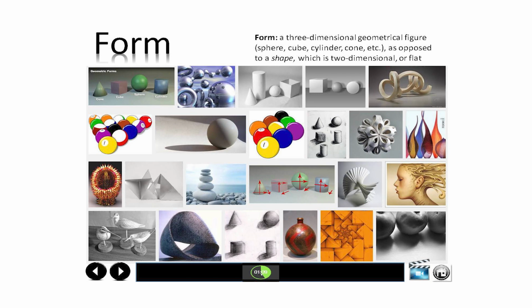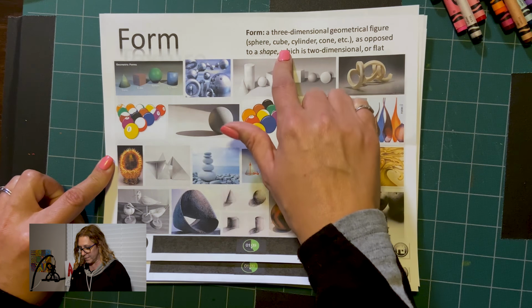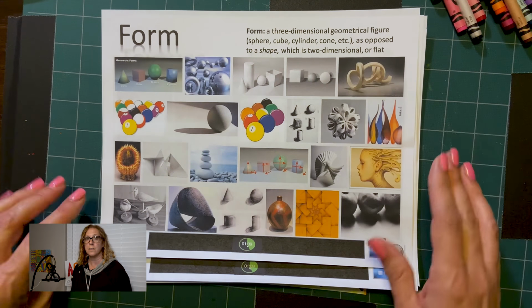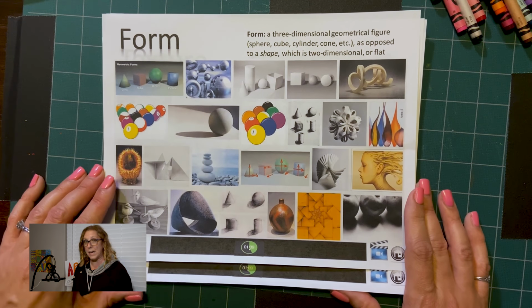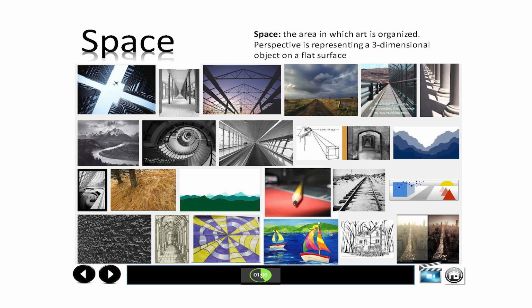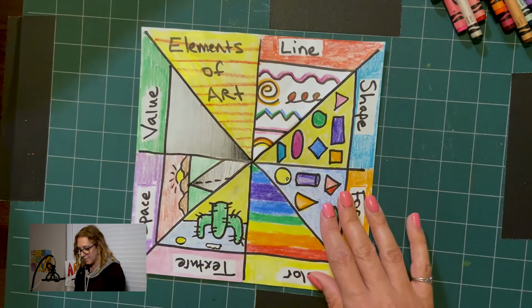Form is a 3-dimensional geometric figure. You've learned this in kinder: sphere, cube, cylinder, cone, as opposed to a shape, which is 2D, that you learn in math all the time. And then the last one will be space. Space goes into a picture and makes your picture less flat and makes it look more 3D. So it's the area of perspective. So knowing that, let's get started.